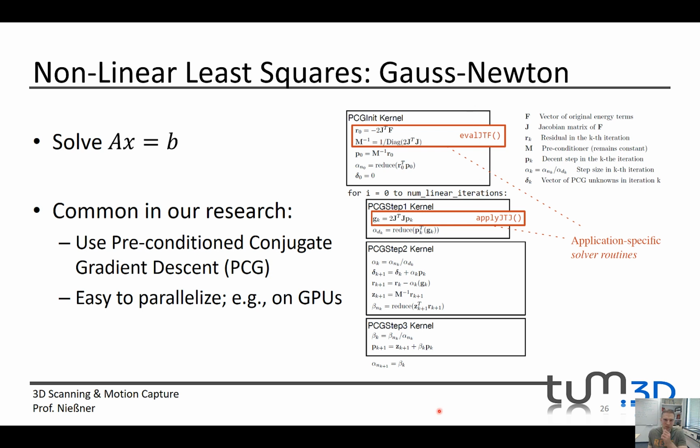This is something we do very often in our own research. And if you're interested in GPU programming, this can be parallelized very well on the GPU and can run very fast on very complicated problems. For instance, we have methods that run bundle adjustment problems in parallel on the GPU pretty much in real time, because we get this kind of stuff very fast. So Gauss-Newton is a very common solver, and PCG is a very common way to solve the respective linear systems.